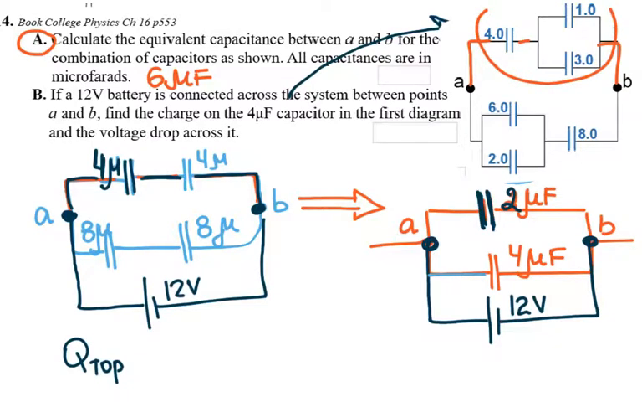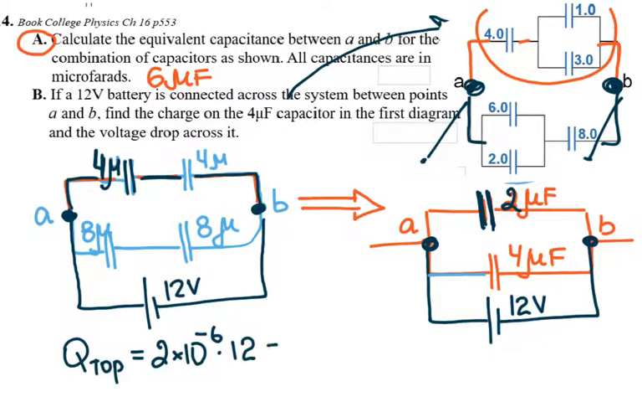So that is equal to the total capacitance, which is 2 micro, times the voltage. And the voltage is the same because these branches are connected to the 12 volt battery. So between these two points, you have 12 volt. So that gives me 24 microcoulombs of charge. And because they are in series, they all share the same charge.